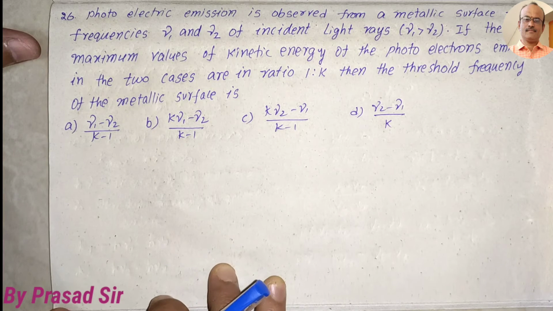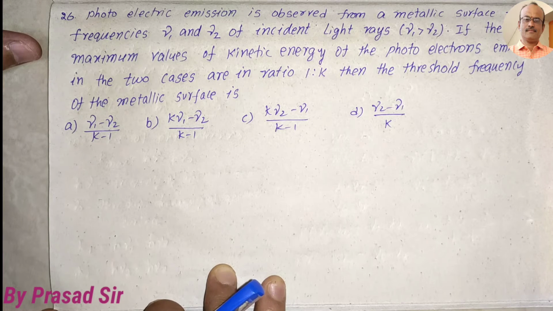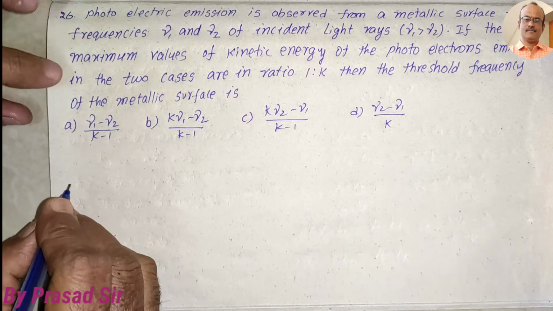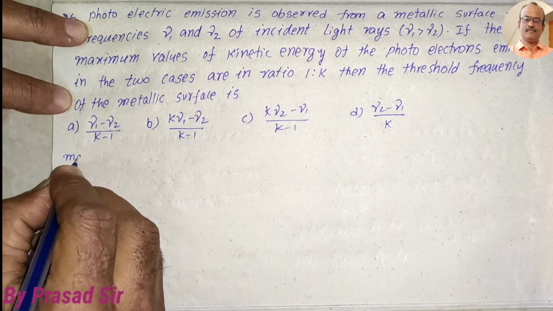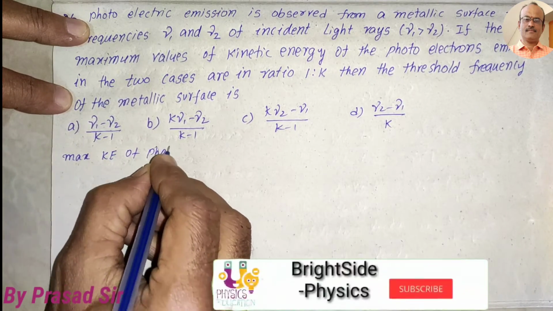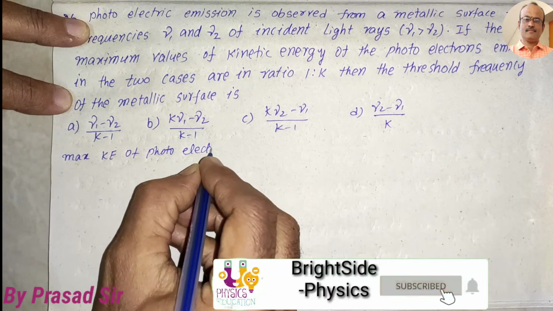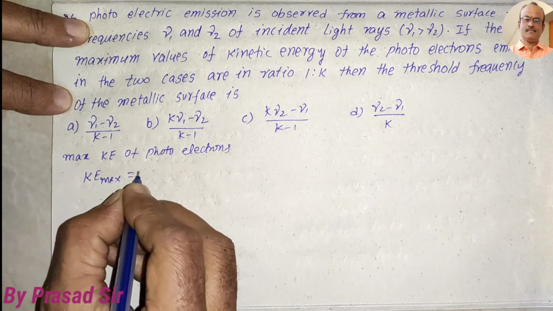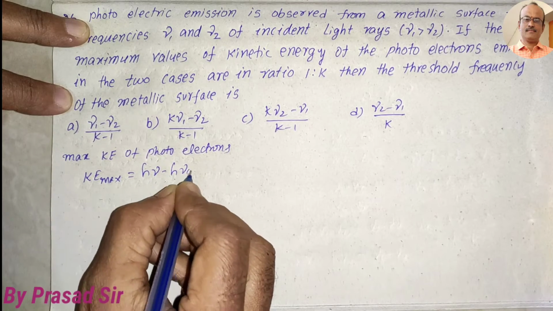Question number 26. Photoelectric emission is observed from a metallic surface for frequencies nu1 and nu2 of incident light rays, nu1 greater than nu2. If the maximum values of kinetic energy of photoelectrons emitted in the two cases are in the ratio 1:k, then the threshold frequency of the metallic surface is how much? First of all, we will write the formula for maximum kinetic energy of photoelectrons, that is K_E max is equal to h nu minus h nu naught.